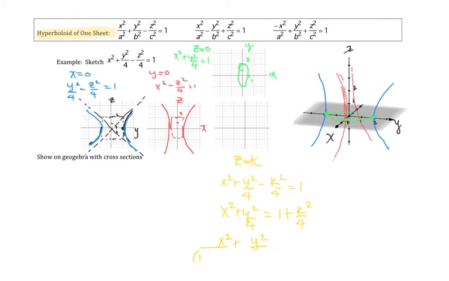I'm not going to simplify it here. I'm just going to put 1 plus k squared over 4 and 4 times 1 plus k squared over 4 equals 1.